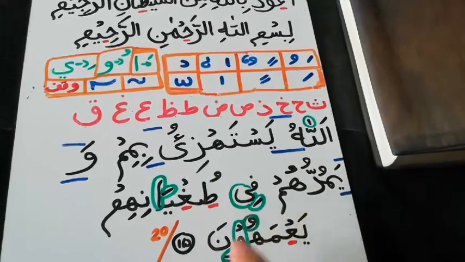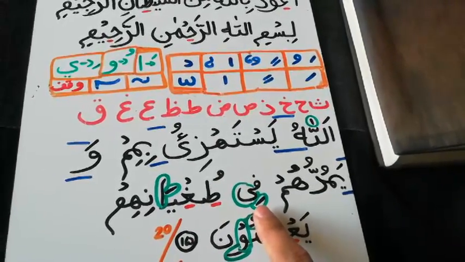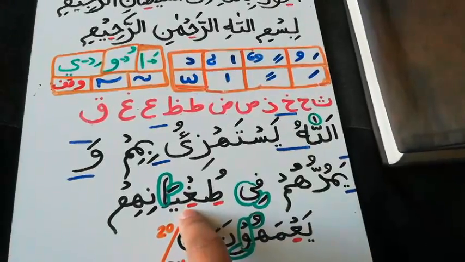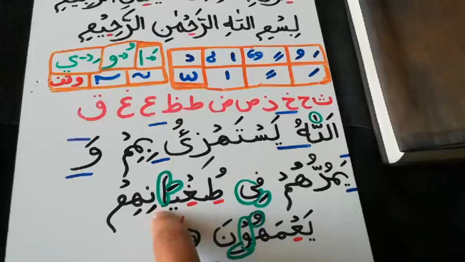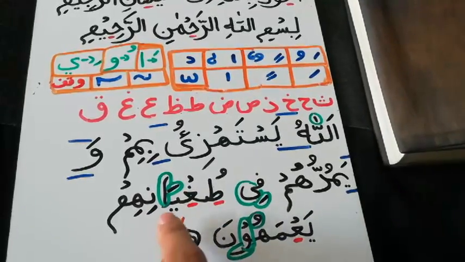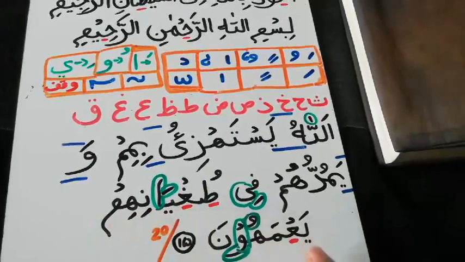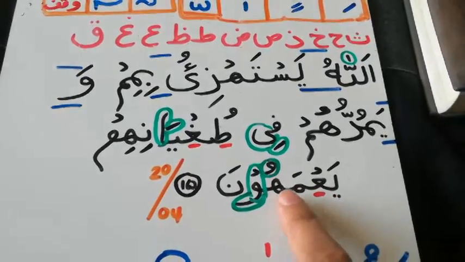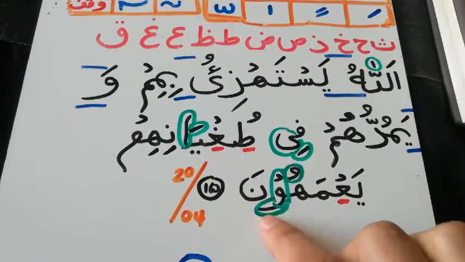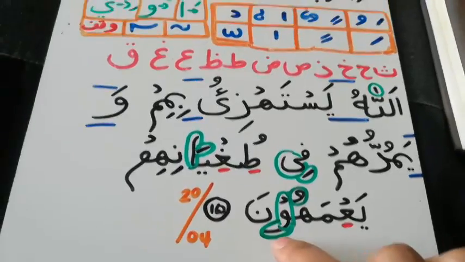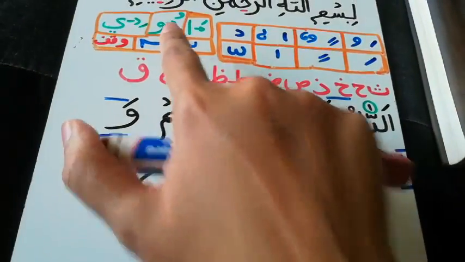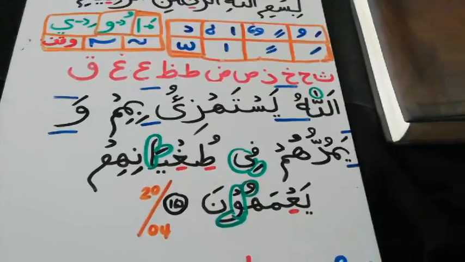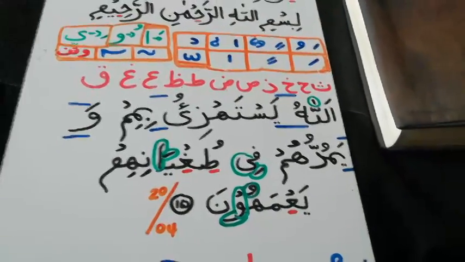Wayamudduhum fi. The ya here is an open letter ya because before it there's a kasra. Fi tughyanihim. Ta and ghain are your special letters. The alif here is your open letter because before it there's a fatha. Tughyanihim ya'mahun. Ain is your special letter. On top of the ha there's a dhamma, and next to it there's a waw, so this waw becomes your open letter waw. Remember that before the waw there is a dhamma and it joins. And then at the end we didn't do the waqf.